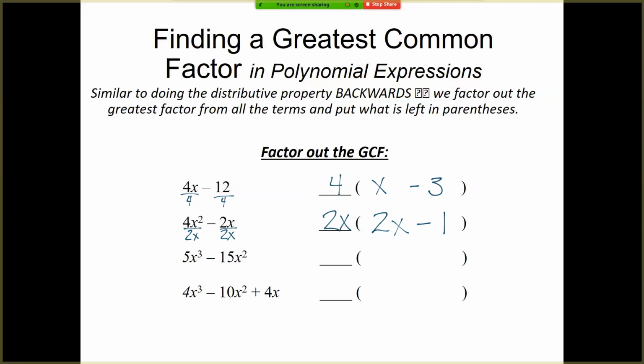For the next one, our greatest common factor is 5x squared. When I divide both terms by 5x squared, I'm left with x minus 3.